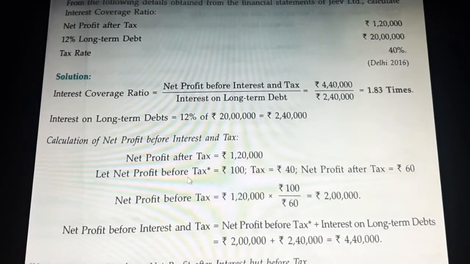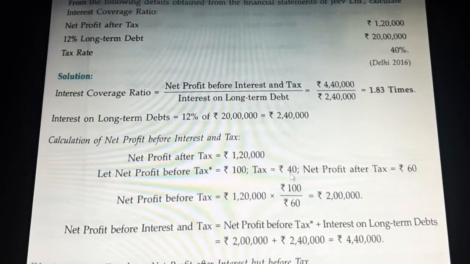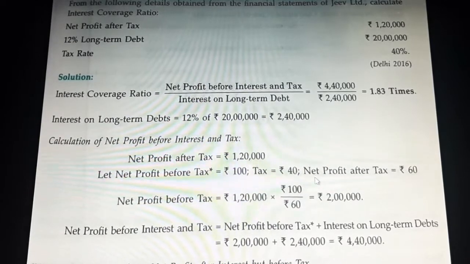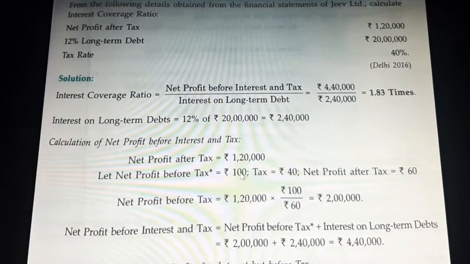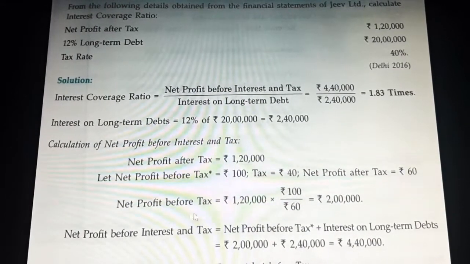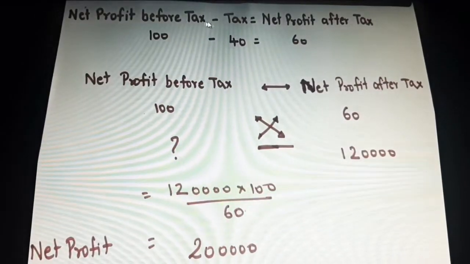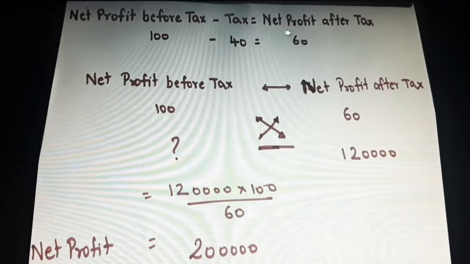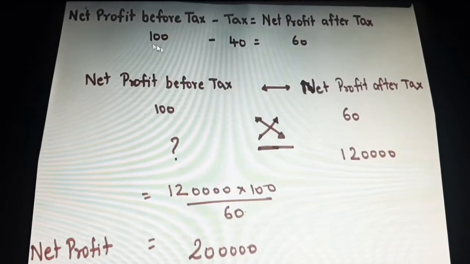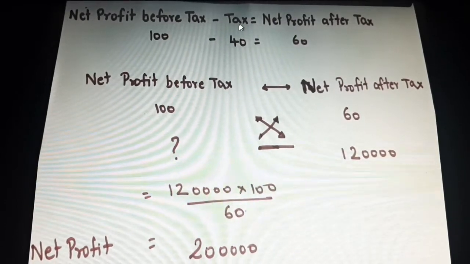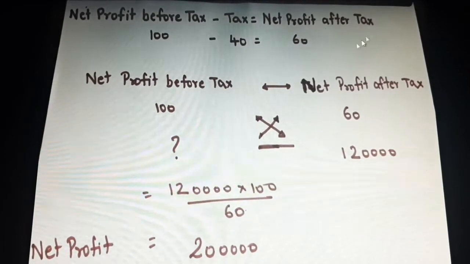Net profit before you pay the tax is 100. Your tax rate is 40. So after paying the tax, what is the net profit left? It's 60. That is 100 minus 40, 60. Now just look here in this formula. Net profit before tax minus tax will give you net profit after tax. So 100 is the assumed net profit. Out of that you have paid 40 rupees as tax. So you will get net profit after tax as 60.